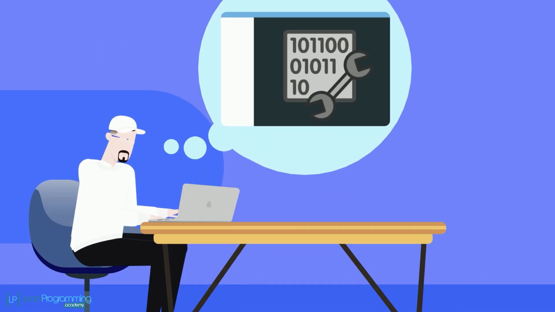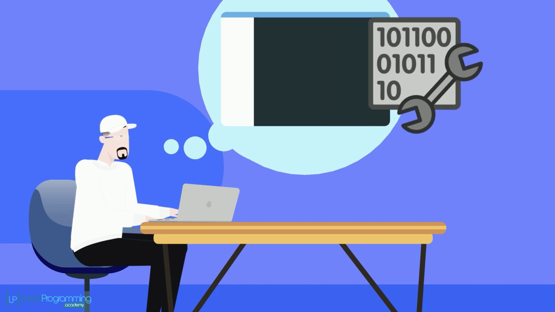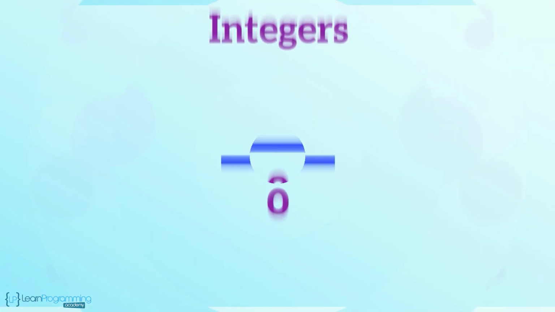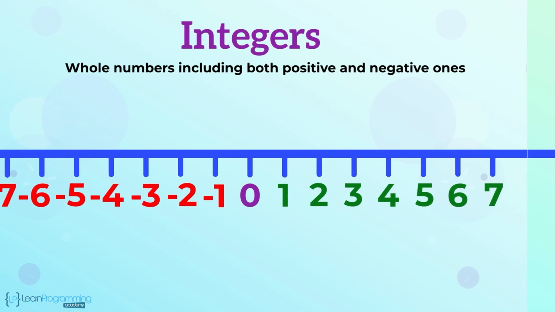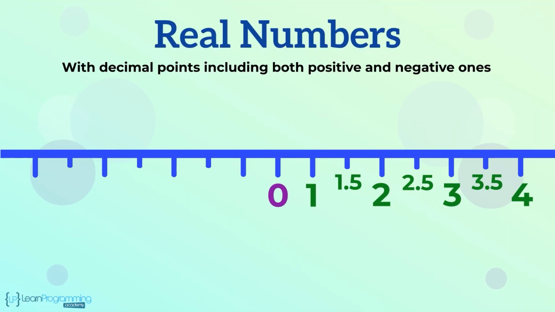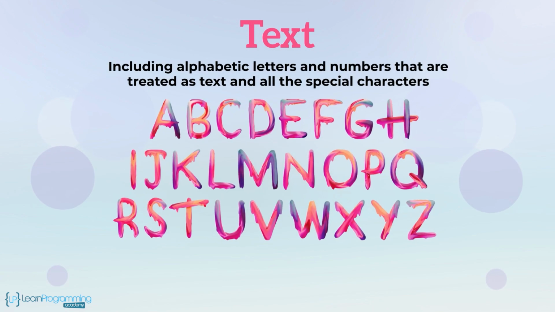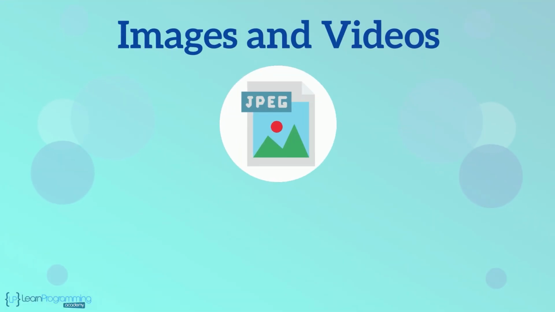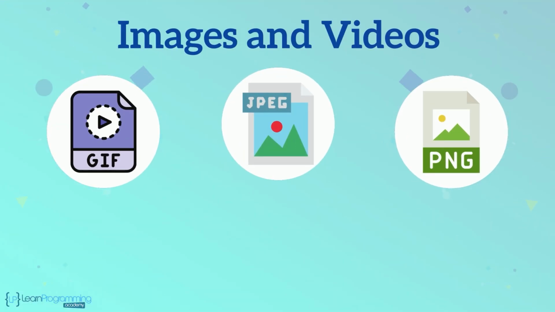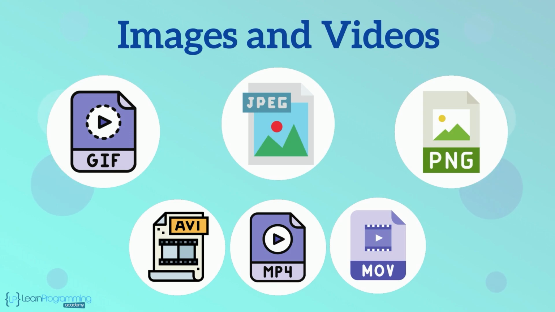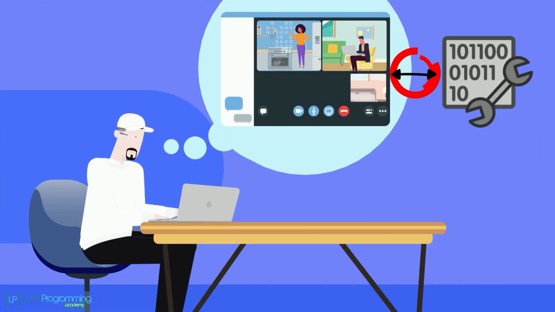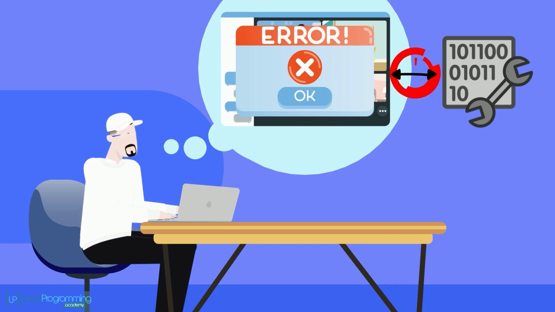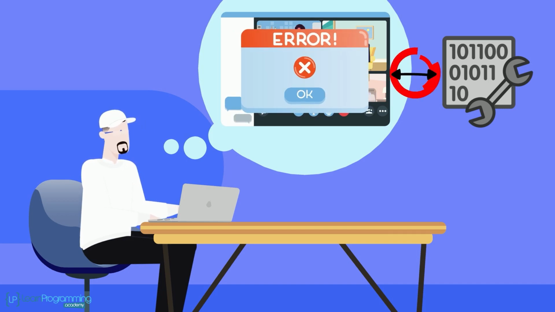When apps or programs involve the use of data, it is 100% up to the programmer of the app or program to establish the correct translation of binary data into the specific data types: integers, whole numbers including positive and negative ones; real numbers with decimal points including both positive and negative ones; text, including alphabetic letters and numbers that are treated as text, and all the special characters; images like JPEGs, GIFs, PNGs; and videos in all the variety of video formats. If the programmer does not do this correctly in her program, then it will not work correctly and hence contain at least one bug or defect.